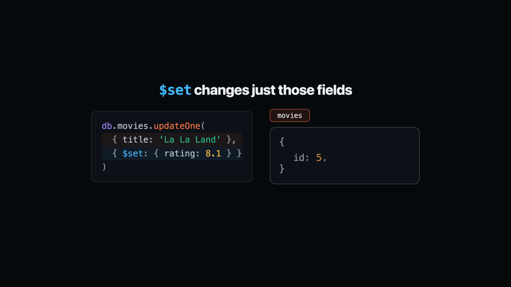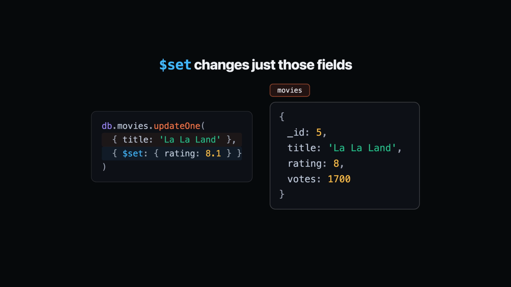UpdateOne takes two documents, a filter to find the movie and an update saying what to change. $set, rating, 8.1, and watch. It finds La La Land, and the rating flips from 8 to 8.1. Everything else untouched. $set means change these fields and leave all the rest alone.